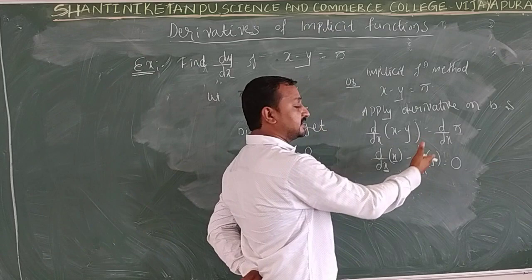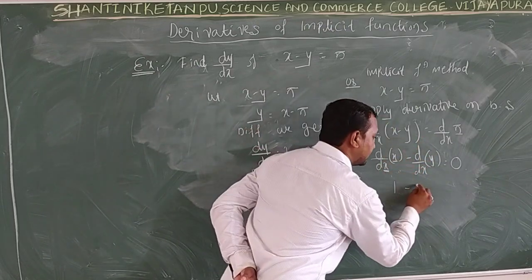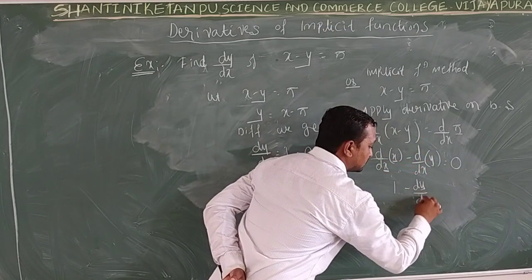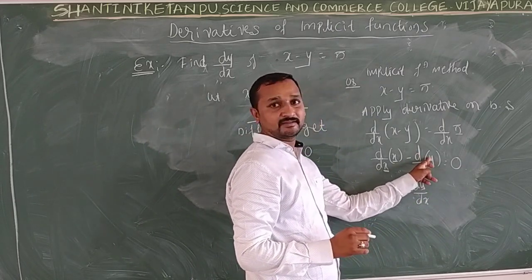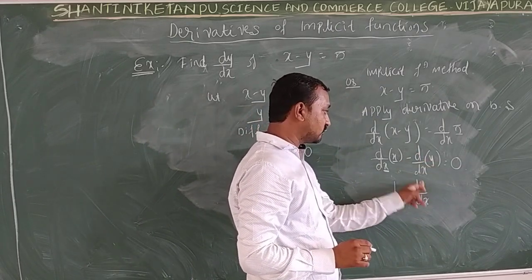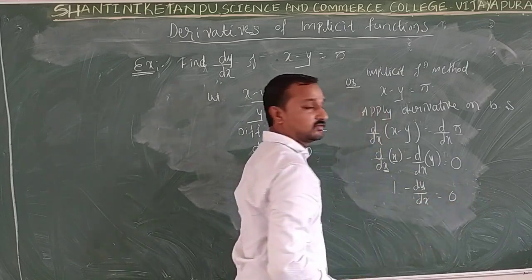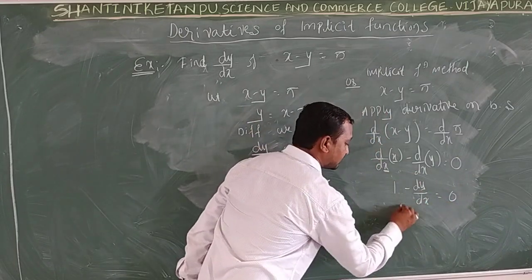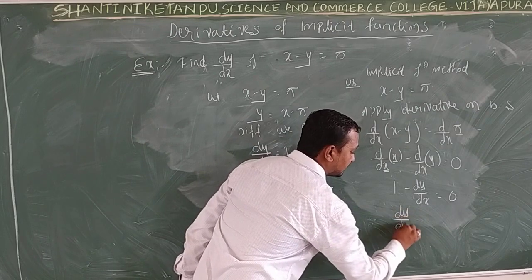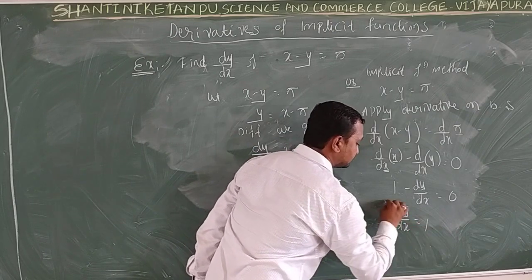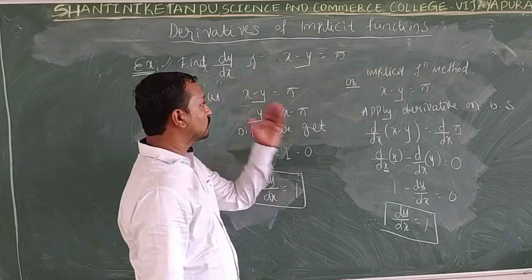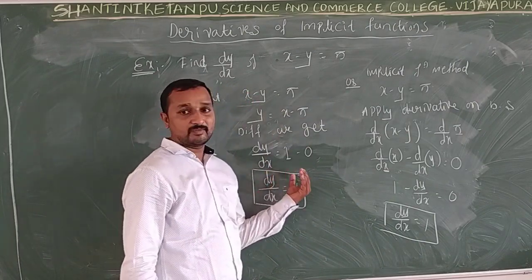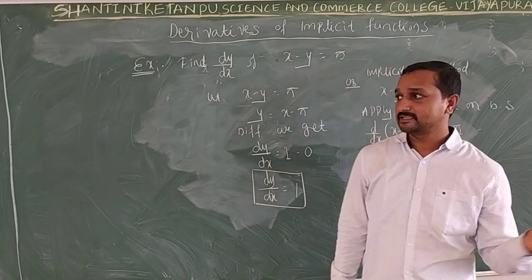When we differentiate y, we write dy by dx. Here there is no function, so d by dx of y is dy by dx. After simplification we get dy by dx is equal to 1. So in both methods the answer is dy by dx equal to 1.